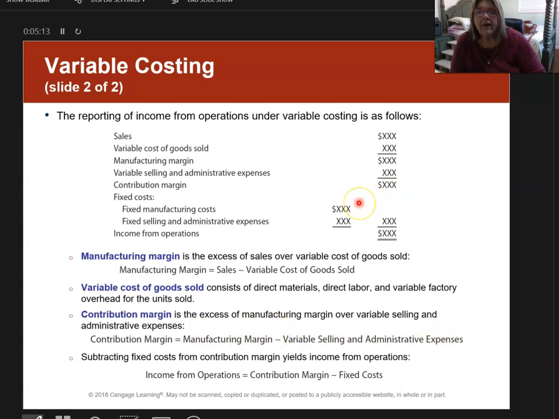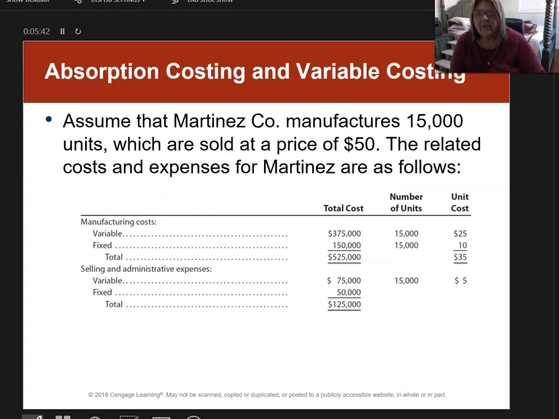Then I'm going to take all my fixed costs, which were my overhead and my operating expense, add them together, and then subtract them from my contribution margin to get my income. So in reality, the only thing I'm moving around is I'm taking my fixed overhead and my fixed operating expenses out of the picture up here and putting them down here. That's really what I'm doing with variable costing.